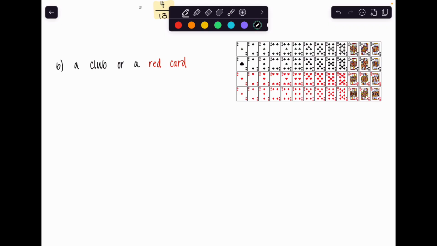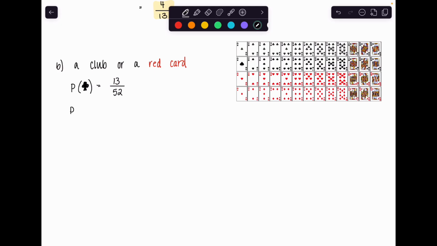So it's going to be better to break it down by those distinct events. My first event is getting a club. If I want the probability of getting a club, there are 13 out of 52 cards that are clubs.